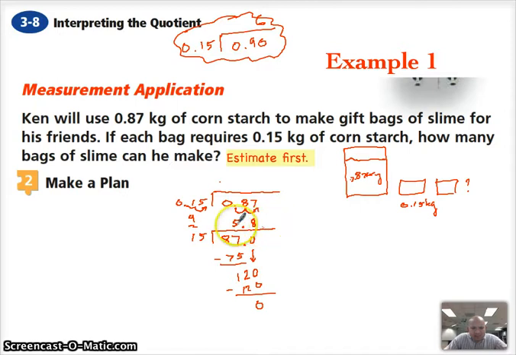Well, it's actually bags. But I'm not going to put the label on there yet because I'm going to look back at the question. It says, how many bags of slime can he make? He can make 5 and 8/10 bags. So he can make 5 bags.